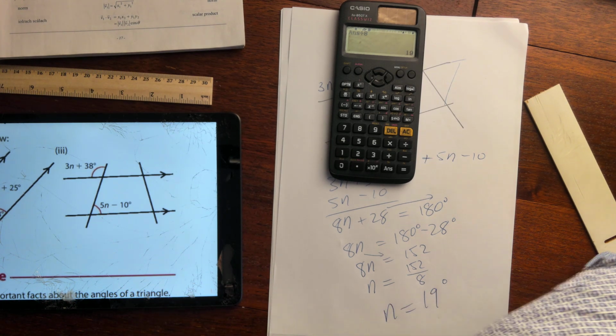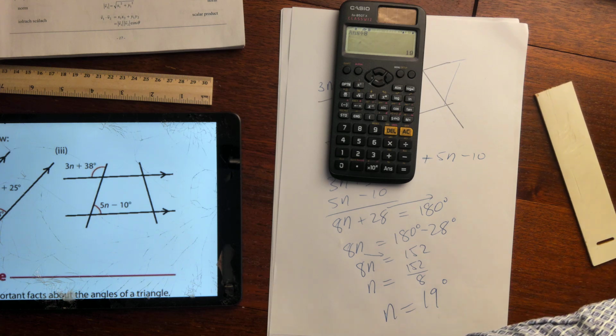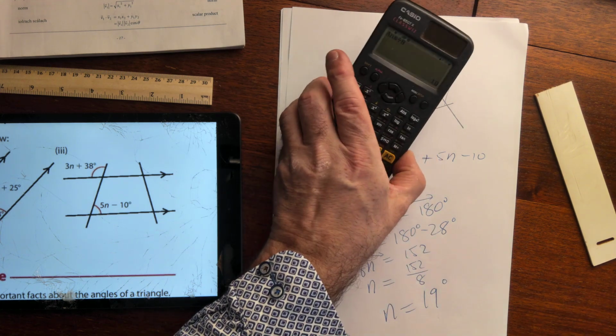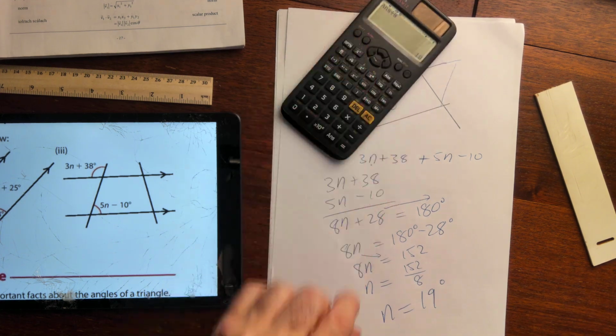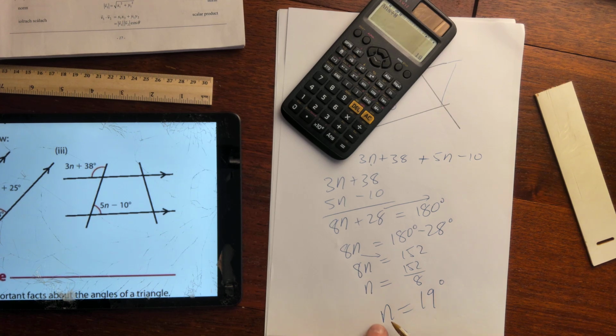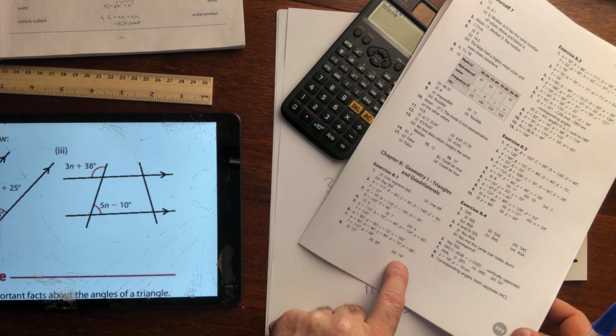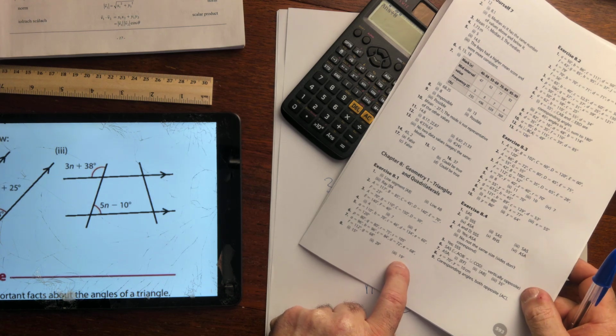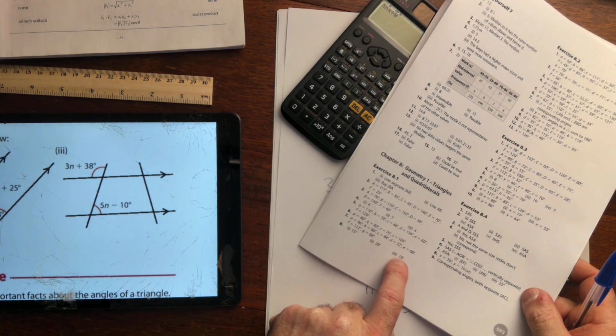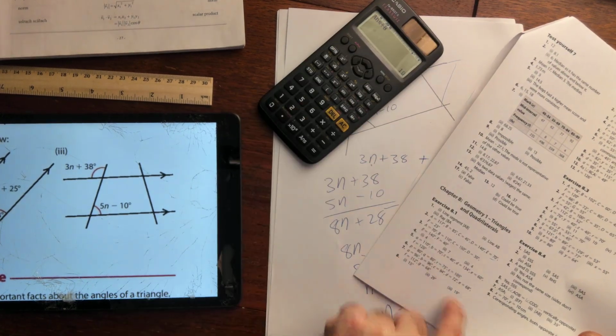Let's see, did the book... Oh, 19. I read that wrong. That's 19 degrees. I can't see my calculator. Oh, I wrote 19 as well. So n equals 19 degrees, and n equals 19 degrees. Sorry, I'm not sure that I said the word 18 there a second ago, but of course I calculated it to be 19, and it is 19.